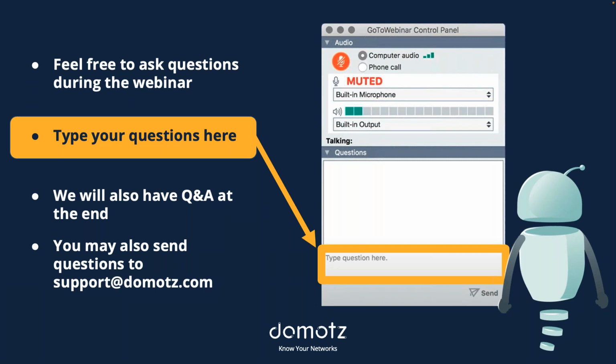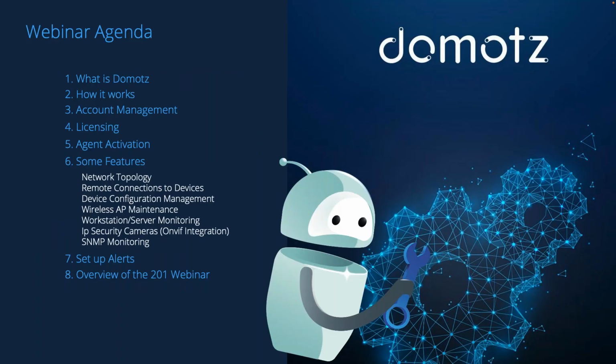Let's see. Agenda. This is what our 101 typically looks like. We'll talk about what Domotz is and how it works. We get a lot of basic questions around that. We'll get into some of the aspects of account management and licensing, as well as what it means to activate an agent. And then we'll dive into some of the basic features that you'll use for Domotz.